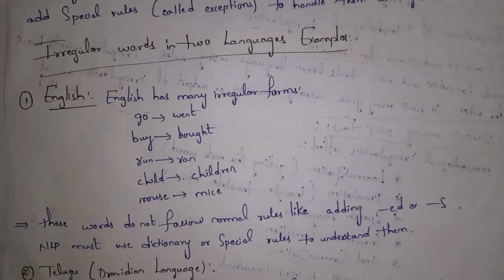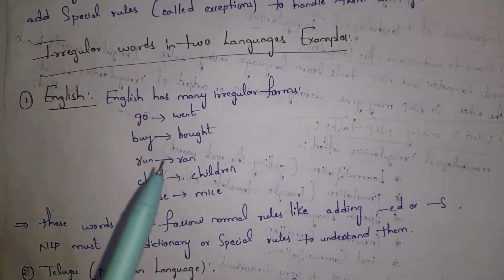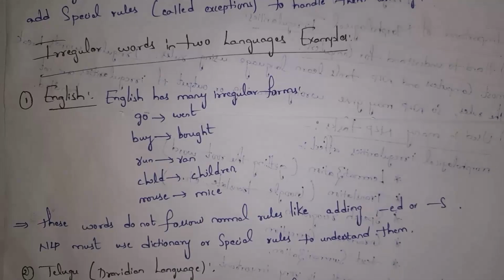Now I will give some examples of irregular words in two languages. The first one is English. There are so many irregular forms in English: go, went; buy, bought; run, ran; child, children; mouse, mice. These words will not follow regular grammar rules, that is, they will not add ed or s at last. So NLP needs to use a dictionary or special grammar rules in order to understand them.